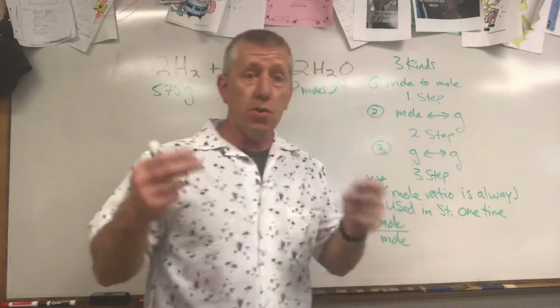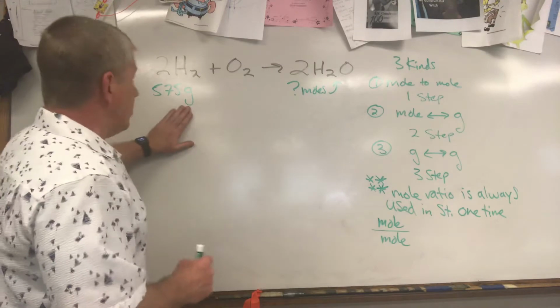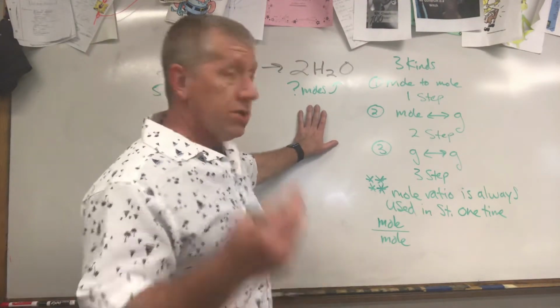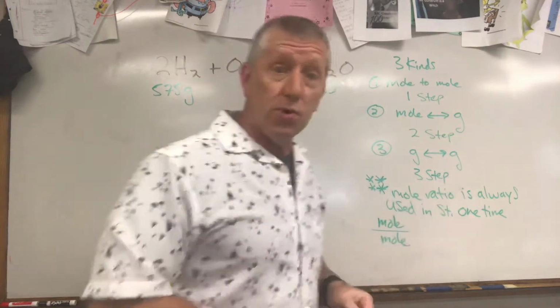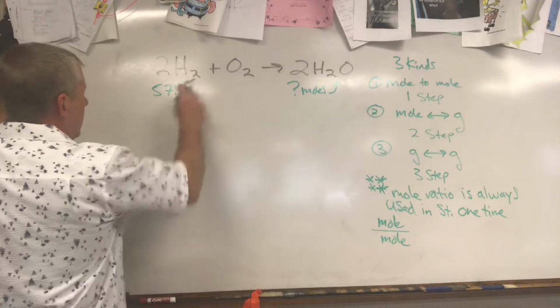Now I could have said 575 moles of hydrogen. How many grams of water would that make? Okay, that's still a 2-step because moles to grams or grams to moles. 2 steps. Okay, why is it 2 steps? Let's do it. Find out. 575 grams of hydrogen. Write that down.